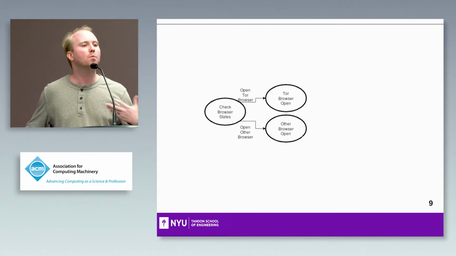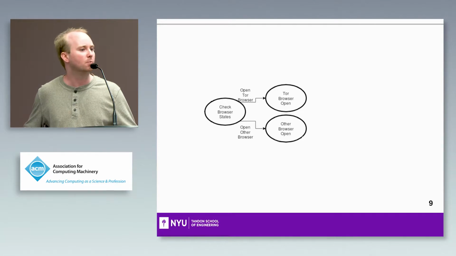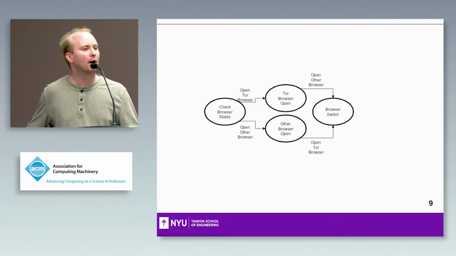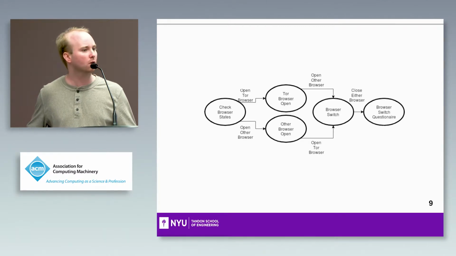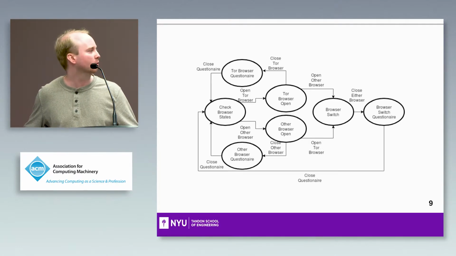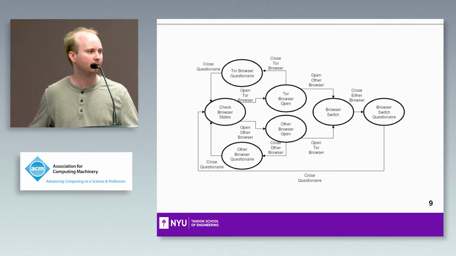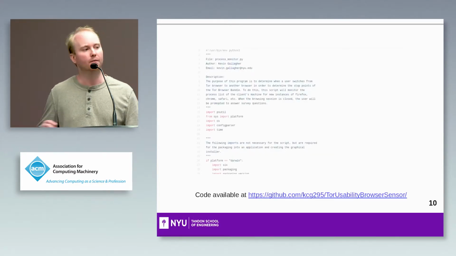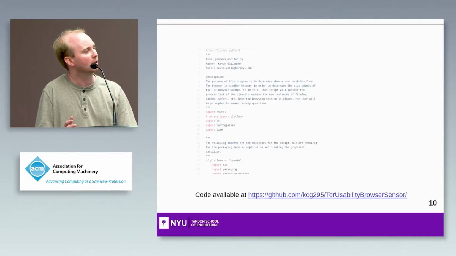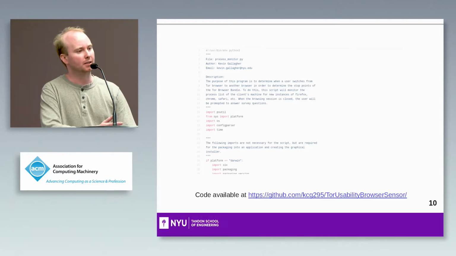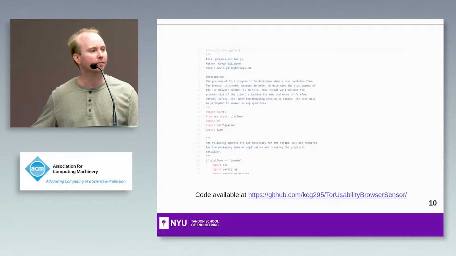For individuals who open the Tor browser and then open another browser, we would change state to browser switch. As soon as either of the browsers were closed, we would provide the browser switch questionnaire, and when that was closed, we would return to the original state. The code is open source and available online for anybody to check, and indeed the participants were also given the ability to check the script as well for correctness or any concerns they may have. The link will be on the last slide for anybody who's interested.